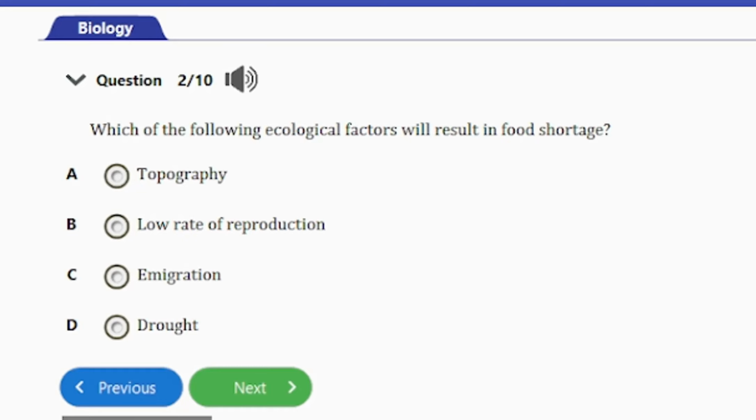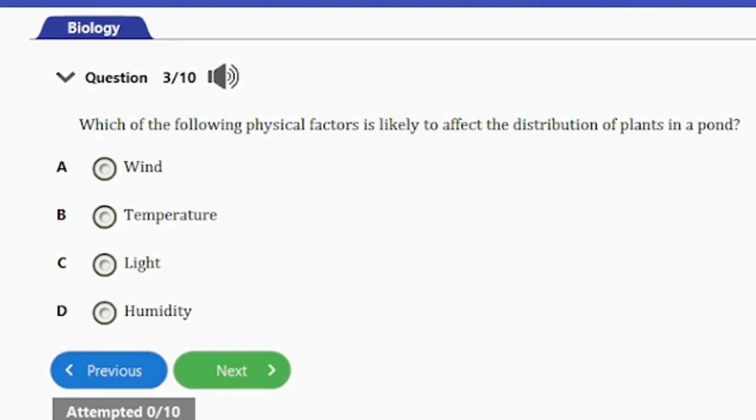Let's consider the next question. Question number 2, it says, which of the following ecological factors will result in food shortage? A. Topography. B. Low rate of reproduction. C. Immigration. D. Drought. The answer to this question is option D, drought, which is a long period of dryness. We already know that a long period of dryness will result in food shortage, since plants need water for their survival.